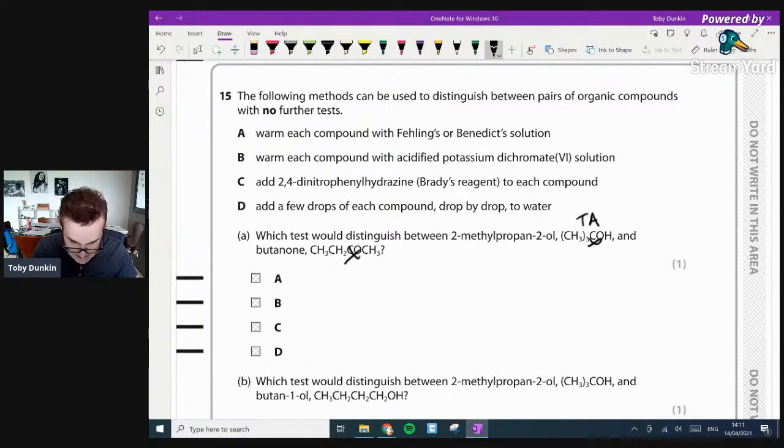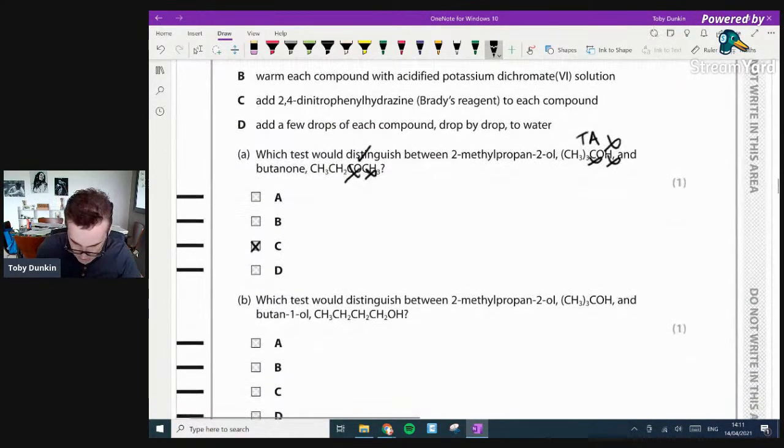Warm with acidified potassium dichromate. You can't oxidize the ketone and you can't oxidize the tertiary alcohol, so you can't do that either. Add 2,4-DNPH to each compound. That will detect the C double bond O, so that one will work with that, but there's none in that one. So the answer is C. A few drops of each compound, drop by drop to water. Yeah, that's not really going to help. It's not going to give you a really good solid test.